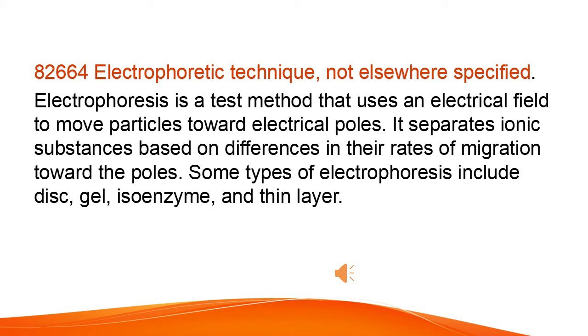Electrophoresis is a test method that uses an electrical field to move particles toward electrical poles. It separates ionic substances based on differences in their rates of migration toward the poles. Some types of electrophoresis include disc, gel, isoenzyme, and thin layer.